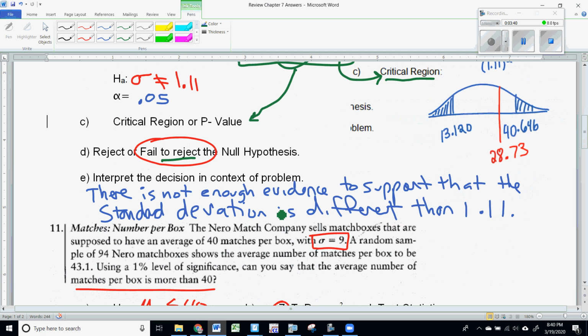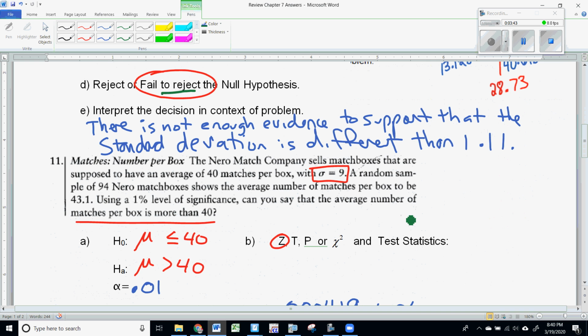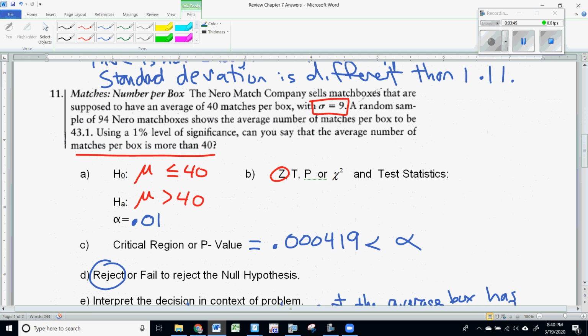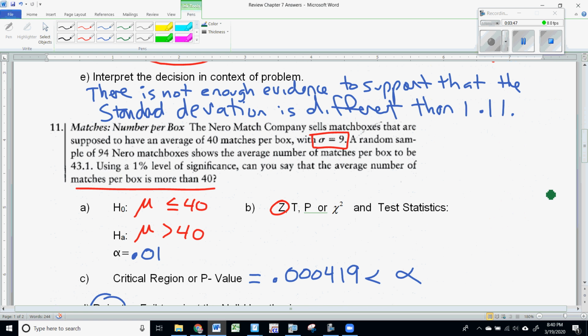Let's look at the next one. The Nero Match Company sells matchboxes that are supposed to average 40 matches per box. So that's an average, so that is a mean. Now we need to decide, is this a Z or a T? And the answer comes from right here. They give us sigma is 9, which tells us that is a Z. And so we now have a p-value. We do not have a critical region. We do not have a test statistic.